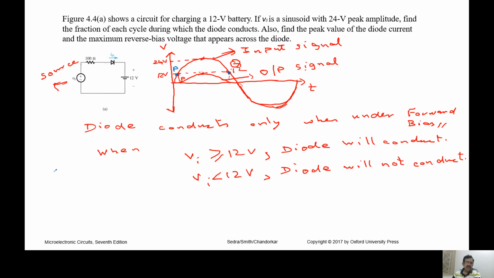We know for a sinusoidal signal, generally we can write V equal to VP sin omega t. This is a generic form of a sinusoidal signal. Now at point P, we do not know what this phase factor is, so we need to find that phase factor.